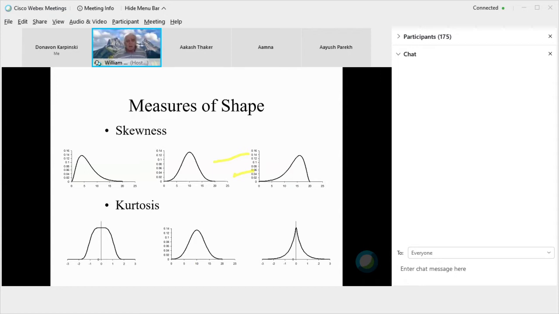Kurtosis is determined by the length and heaviness of the tails. If the tails are short and not long compared to the normal distribution, we say it's a platykurtic distribution. If the tails are long compared to the normal distribution and heavy, it's a leptokurtic distribution. These become very important in the mathematics of finance.